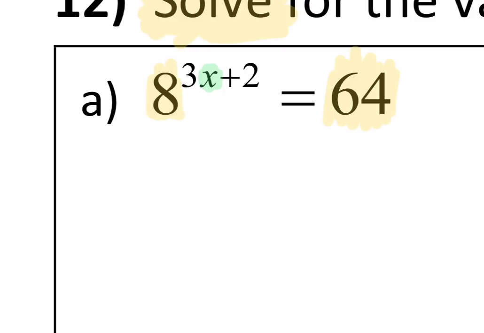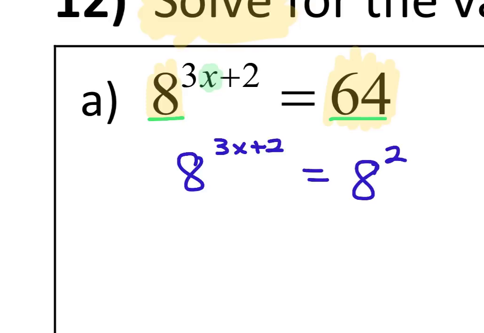And if the first thing you see is 2, 8 is 2 to the 3rd power, and 64 is 2 to the 6th power, and you are welcome to do that. But the way that I'm going to work this problem out is I see that both 8 and 64 are 8 to a power. That helps me work with some smaller numbers. So now on the left, I'm going to leave the 8 and the 3x plus 2 the way they are and change 64 to 8 squared.